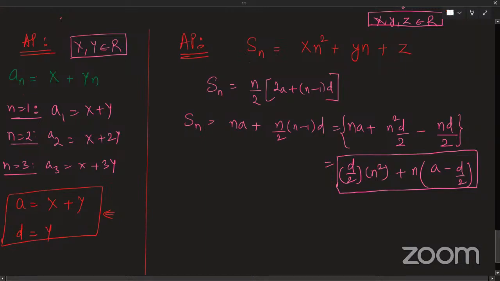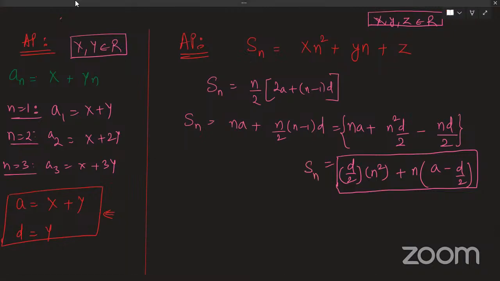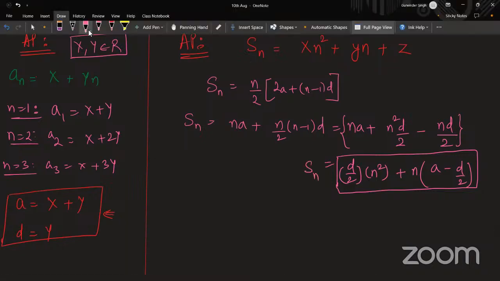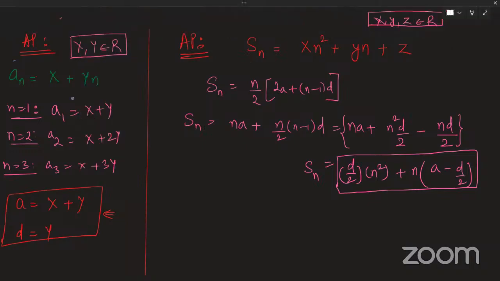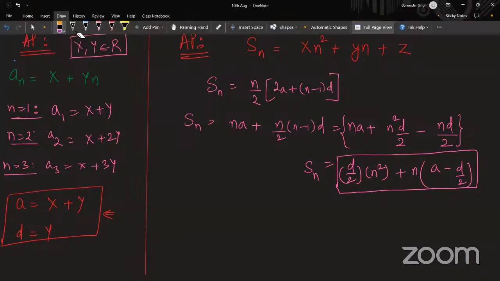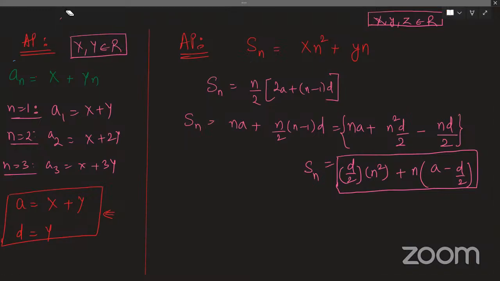So if you compare xn square plus yn plus z with this, there is one thing that I can see clearly. There is one term that is not here. That is not there in this: z. Z is not there. That is why I was asking you. Z will never be there. Z will always be 0.